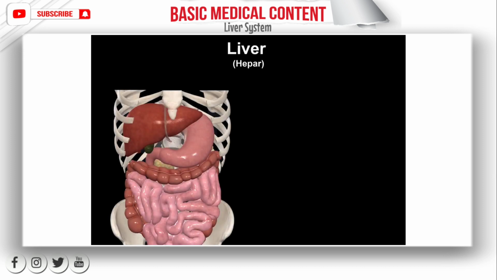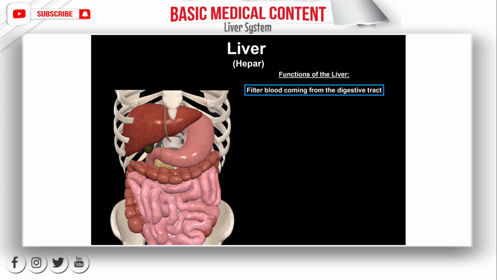So the liver, or the hepar in Latin, is the largest internal organ in the body. It lies on the right side of the belly and weighs approximately 1.5 kilograms, so it's pretty heavy. The liver's main job is to filter the blood coming from the digestive tract before passing it to the rest of the body. And it does that through the portal system.